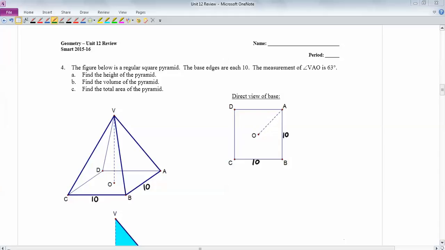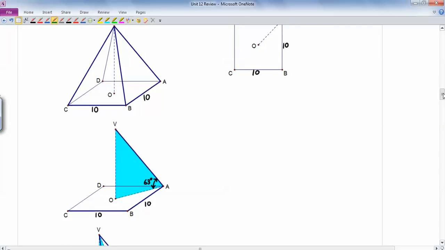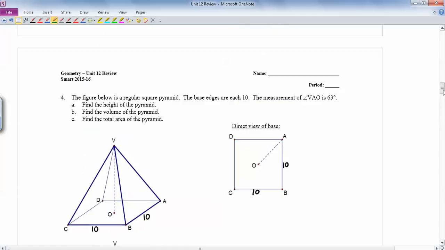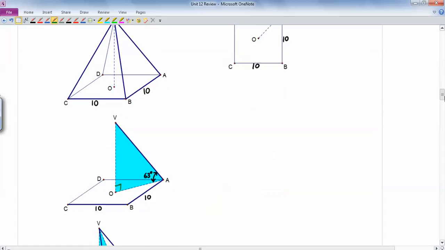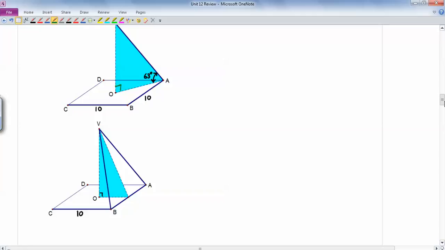All right, so let's take a look at number 4. We've got this square pyramid. Base edges are all 10. VAO is 63 degrees. So there's the 63 at VAO. And then this blue triangle is coming out of the ground here, that square ground base. So that's a right angle. Oh, and then that's it. That's all we know. So then this is just kind of an extra diagram down there.